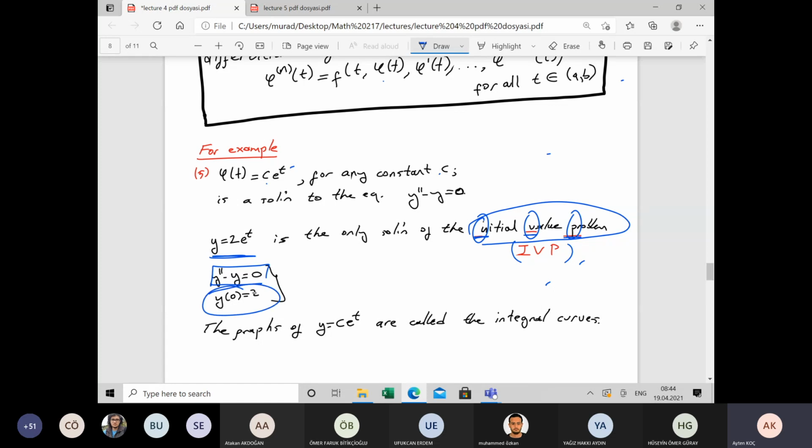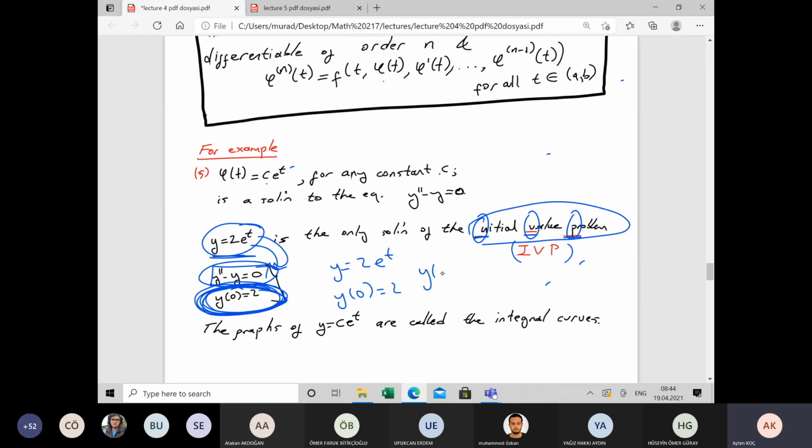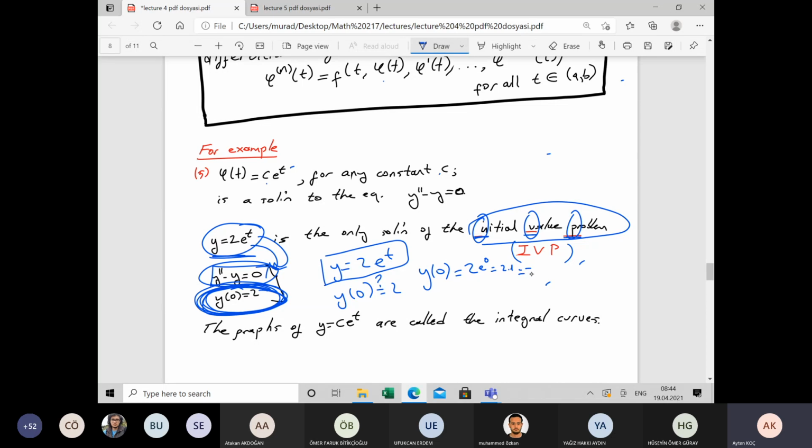A solution of the initial value problem means it satisfies this equation and also satisfies the initial condition. First of all, we know that this one is the solution of this equation, so check that our solution satisfies our initial condition. Y of 0 should be 2. Our aim is to check that y of 0 is 2: 2 times e to the 0, 2 times 1, is 2.